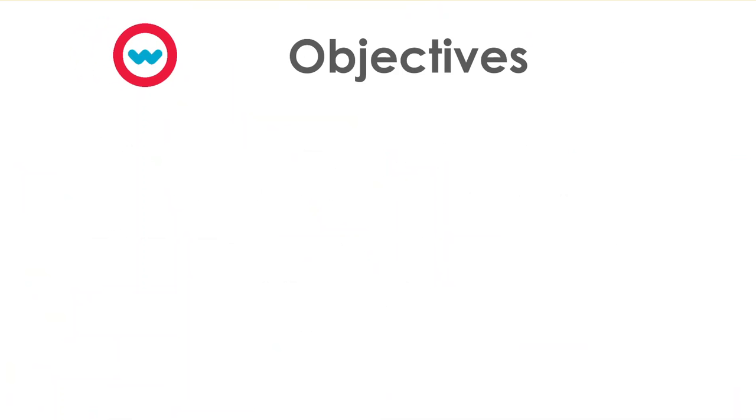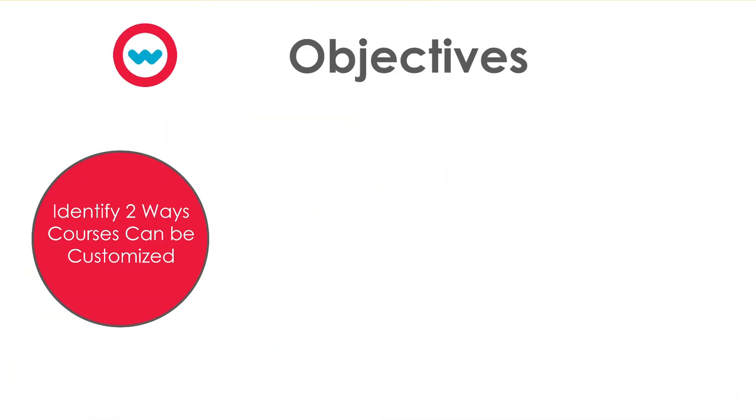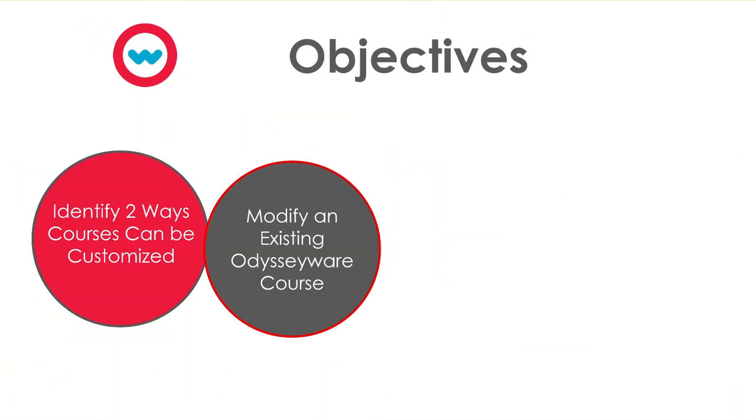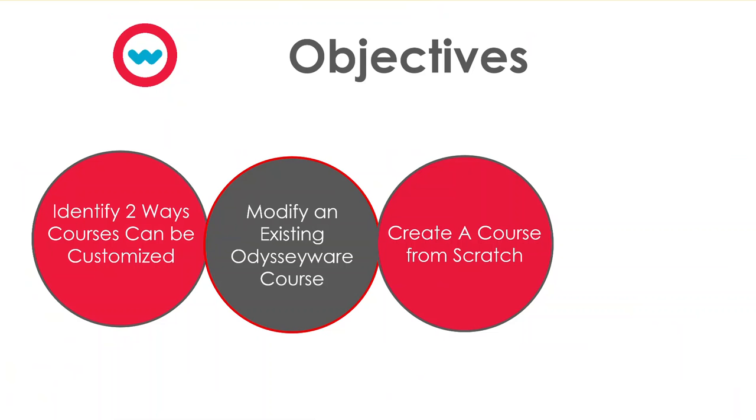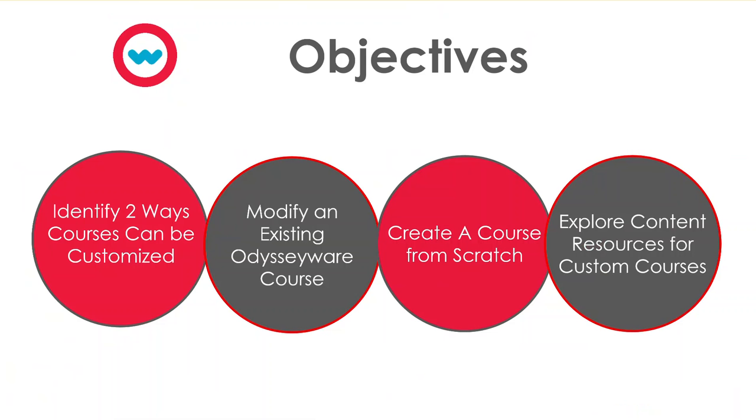For this session today, we have four main things that we are going to focus on. We are going to talk about the two different ways that courses can be customized. They are both very easy to use, but they have different purposes. So we will explore those two areas. We are also going to look in depth at how you can modify an existing Odysseyware course, and how you can also create a course from scratch. Last but not least, we're also going to take a look at different content resources that you can use inside of our customization tool to really build the courses that you need to build.